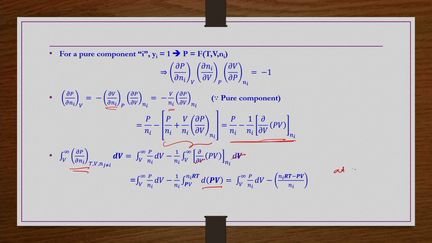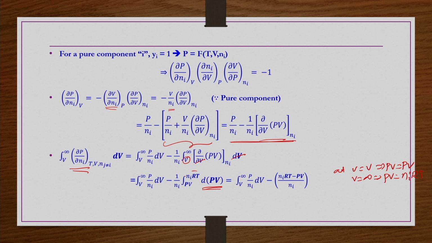At V equals V, we will have PV as PV itself as the lower limit, because now the limits also we have to change. Here, in the previous case, the lower limit was with respect to change in volume, so the lower limit was V. Now, it is with respect to PV. So, when V equals V, PV should be PV, and when V equals infinity, PV should be the same as ideal gas behavior, that is Ni RT or Nt RT. So, that is what we have written.